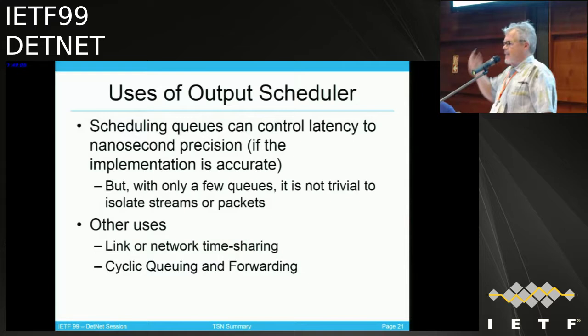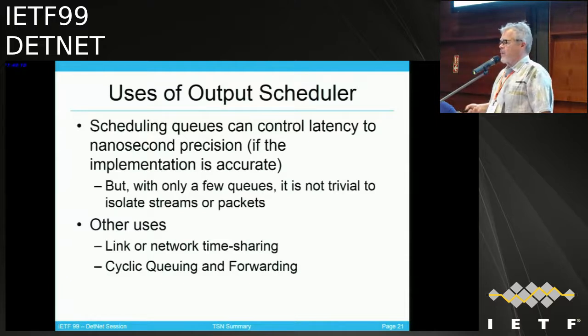You can use the output scheduler to control latency to nanosecond precision. If your implementation is that accurate, it allows for implementations of whatever accuracy you have. But clearly, with only a few queues, it's not trivial to isolate particular streams or particular packets if you only have 8 queues. If you can't figure out what to do with that, you're not too bright. How to improve that.